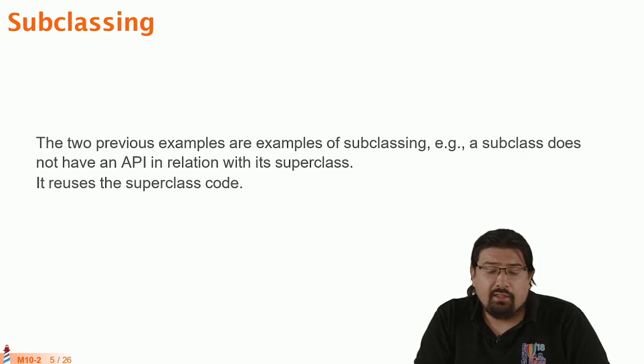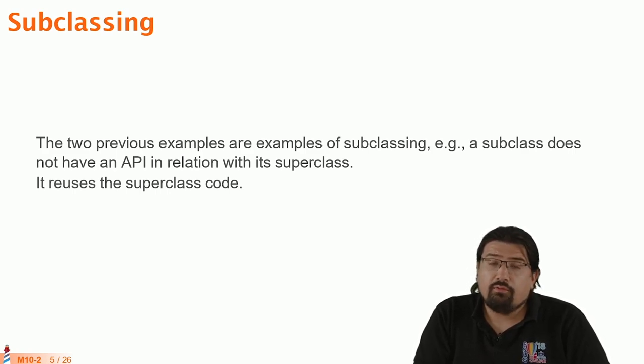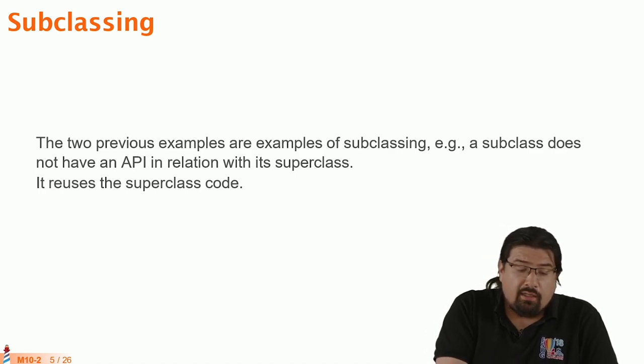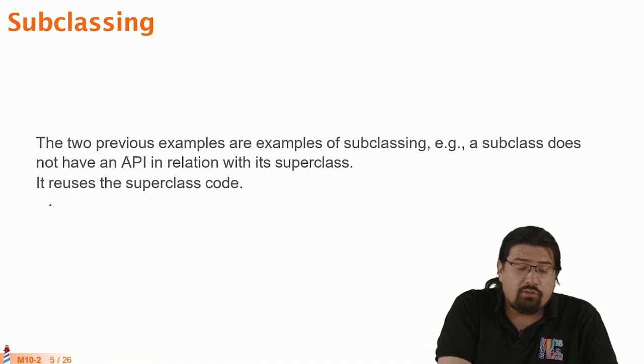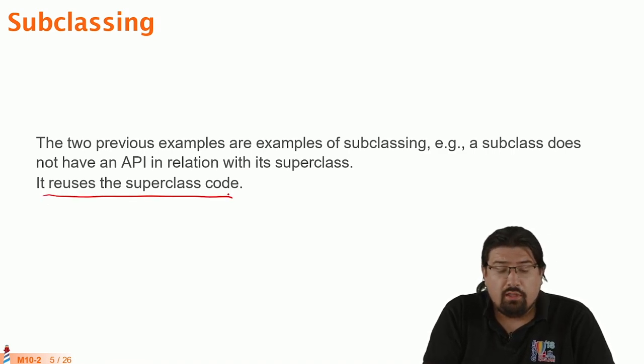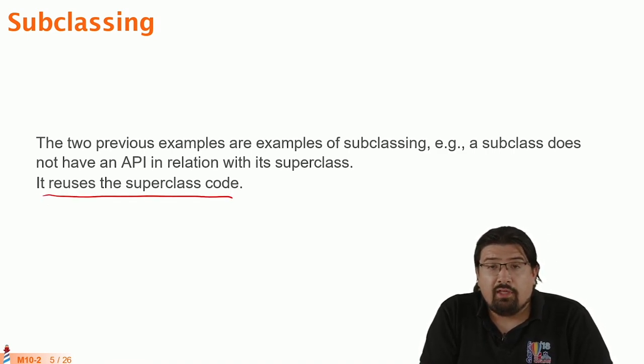As you can see, in the two previous examples, we have to think about the API when we are using subclassing, because the subclassing mechanism is intended to reuse code, to reuse the superclass code, and it's not thinking about the API that we are exposing to our clients.